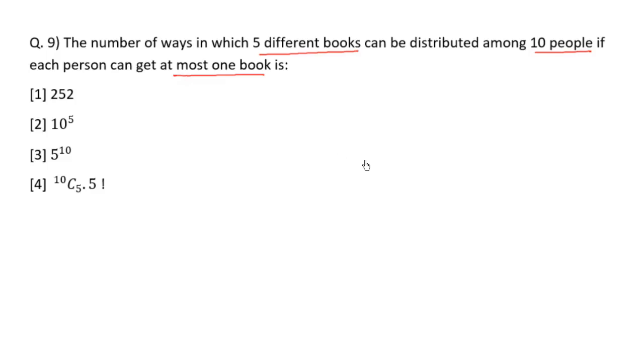Now for doing this particular exercise, what we should be doing is that first of all we should select which 5 people will be getting those 5 books. So the selection would be 10C5. Once the selection is done, for each selection the number of ways in which these 5 books can be distributed would be 5 factorial. So multiplying them would get me the answer. Straight away option 4 becomes the right answer.